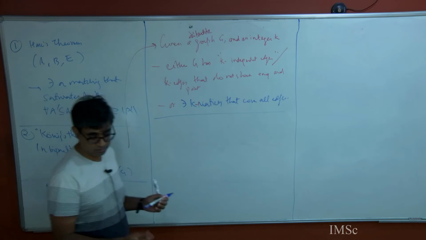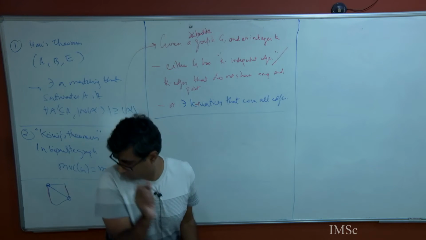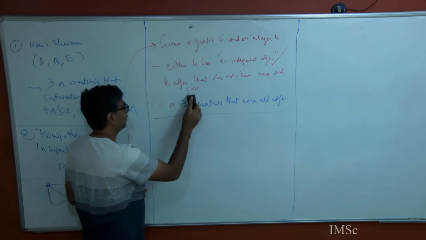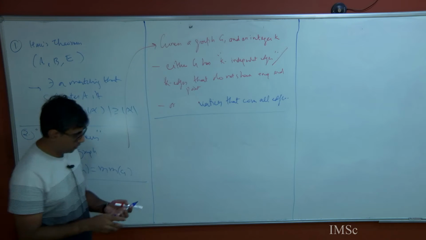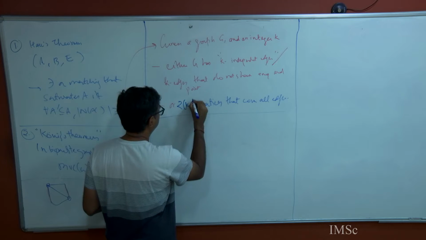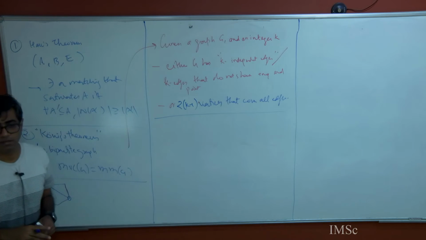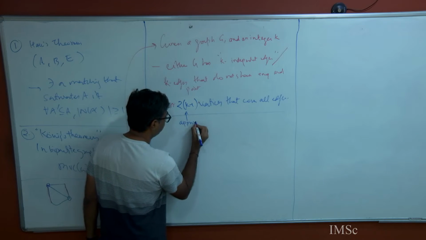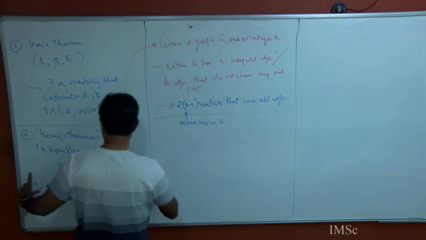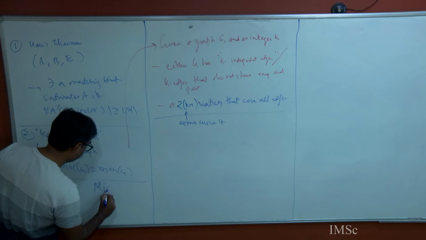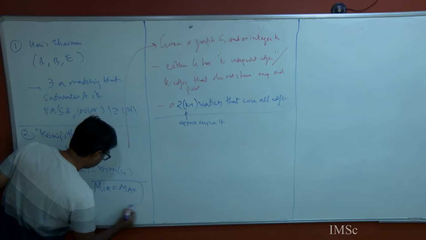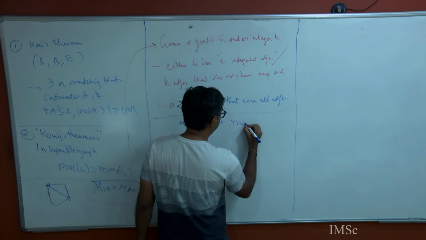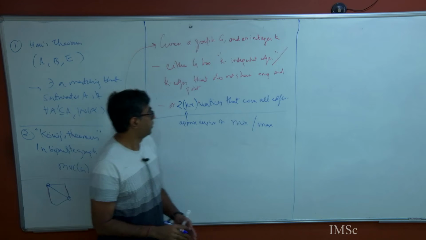And of course, if I say I don't have a bipartite graph, then what can I say? Then I can only say 2 times k minus 1 vertices that cover all edges, right. So this is slightly an approximate version of the min-max result that we proved. This is a min equals max kind of result we proved, right. So this is an approximate version of min-max.